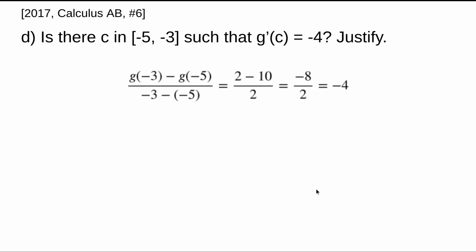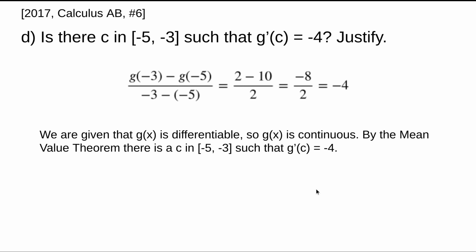So we get the result that we want, but we have to justify using the mean value theorem in the first place. We are given that g is differentiable. So if g is differentiable, it's continuous. We are good to go using the mean value theorem. So by the mean value theorem, yes, there should be a value of c in that interval from -5 to -3, such that g prime of c does in fact equal -4.